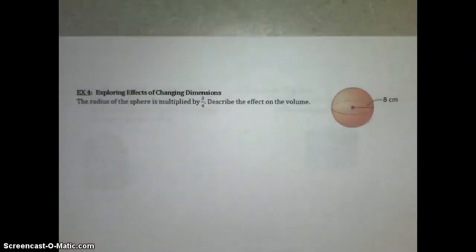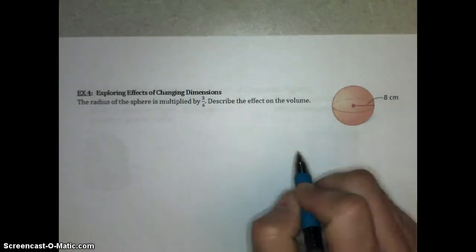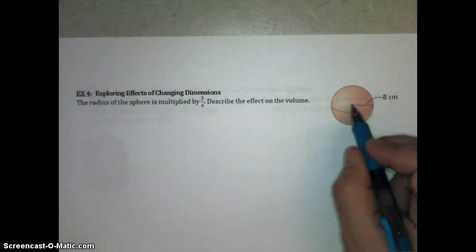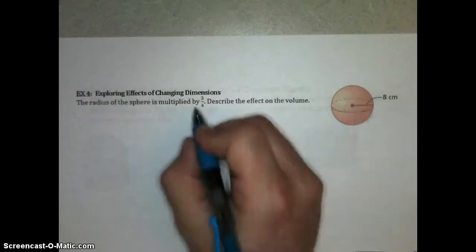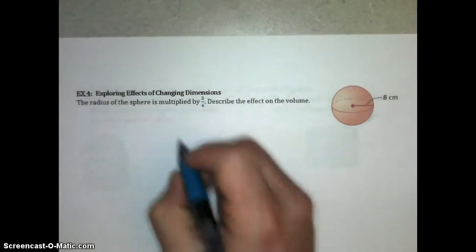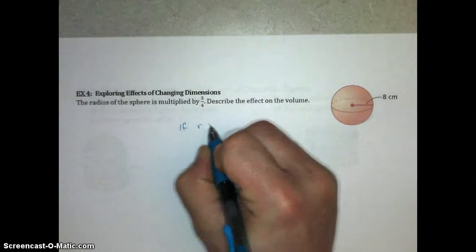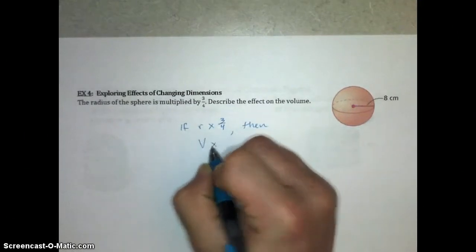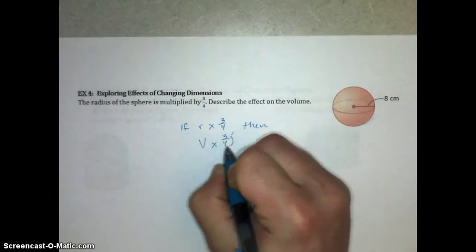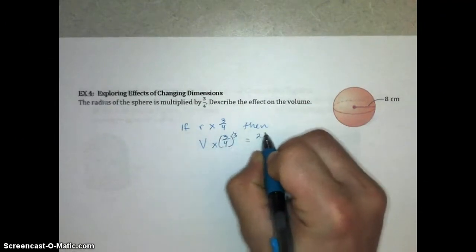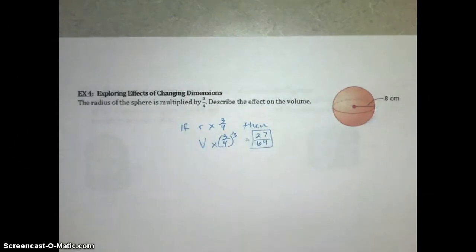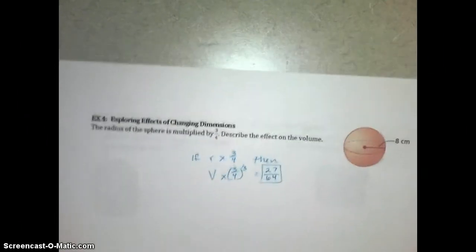All right, let's quickly take a look at exploring the effects of changing dimensions. If we're talking about volume of a sphere, then we simply take the amount that we're changing the radius by, because the radius applies to all 3 dimensions of our sphere, and we cube that factor of change. So if the radius is multiplied by 3/4, then the volume is multiplied by 3/4 cubed, or in this case, 27 over 64. Okay, our volume would be multiplied by 27 over 64.